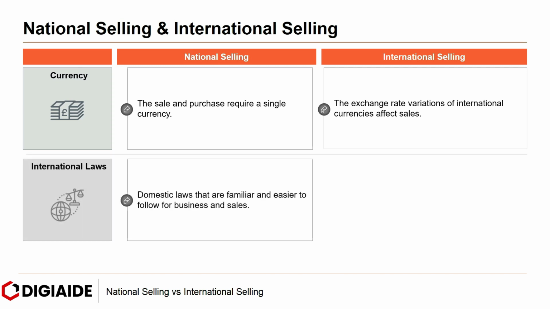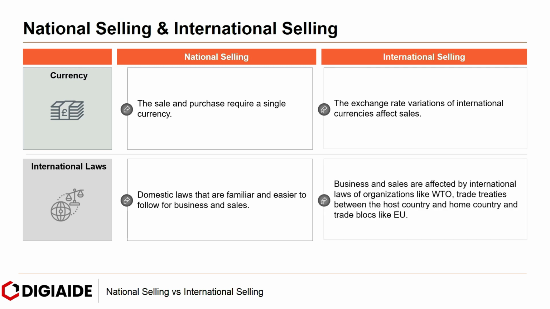And finally, international laws. Domestic laws are familiar and easier to follow for business and sales in national selling. Whereas in international selling, businesses and sales are affected by international laws of organizations like the World Trade Organization, trade treaties between host and home country, and trade blocs like EU, as in European Union.